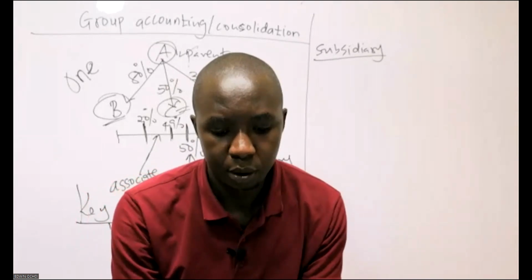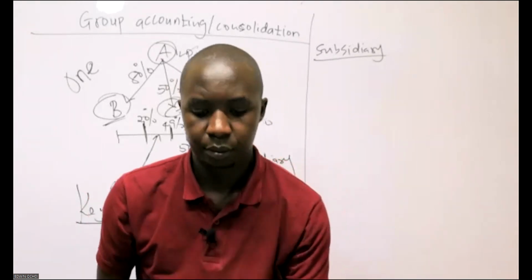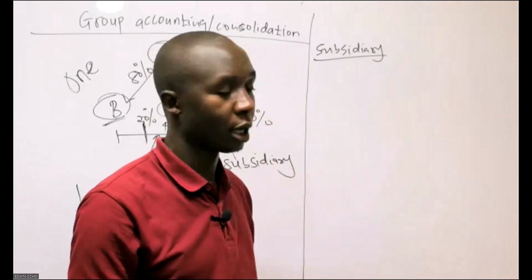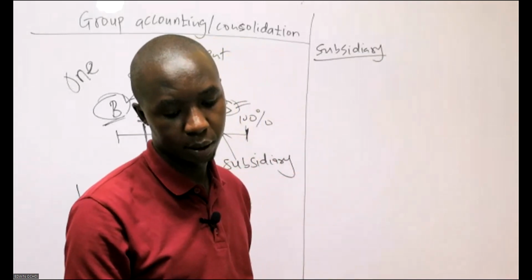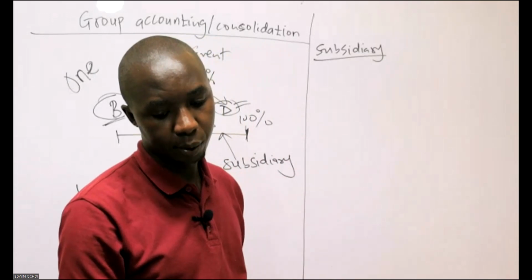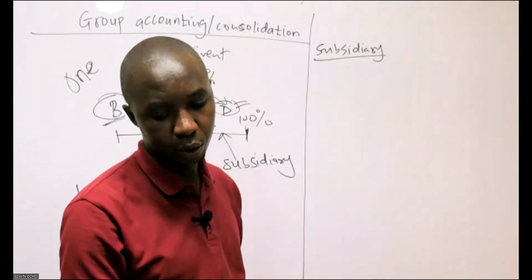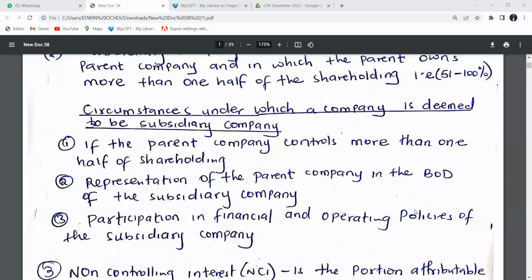So I was mentioning the aspect of a subsidiary to be considered, the circumstances under which a subsidiary is considered to be a subsidiary. So the first thing we look at is the percentage of acquisition, which must be more than a half. That is 51% and above.